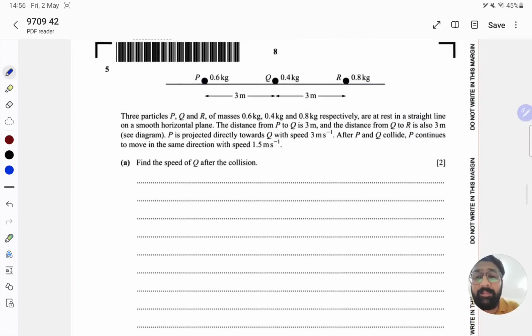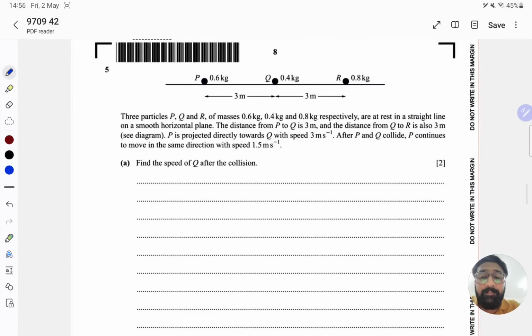Question 5 says that there are 3 particles P, Q and R of masses 0.6 kg, 0.4 kg and 0.8 kg respectively, at rest in a straight line. All of them are at rest on a horizontal smooth plane. Initially all of them are at rest. The distance from P to Q is 3 meters and the distance from Q to R is 3 meters, as shown in the diagram.